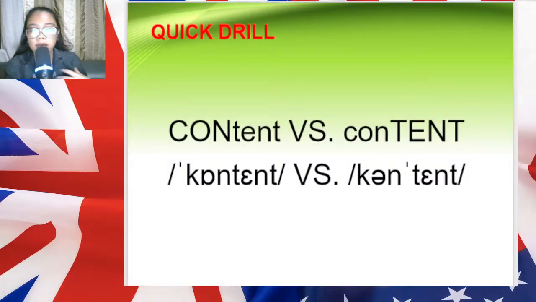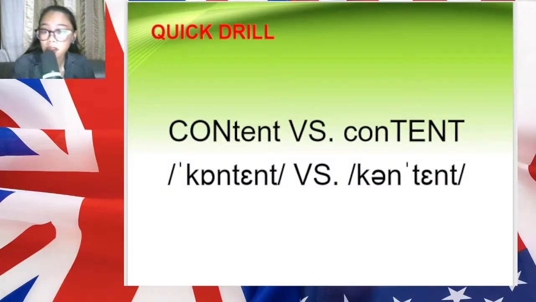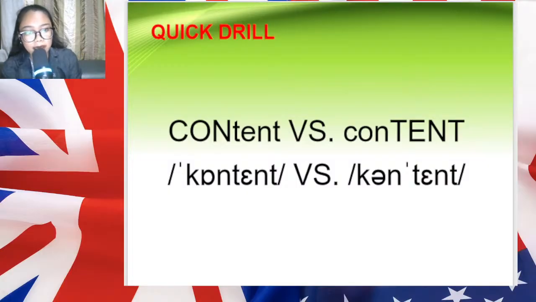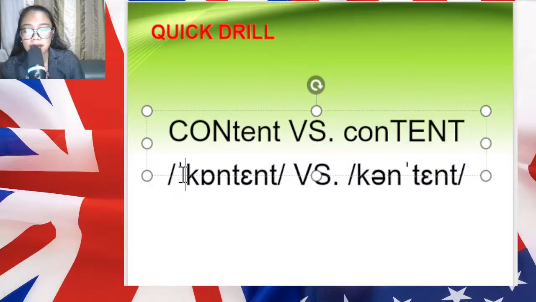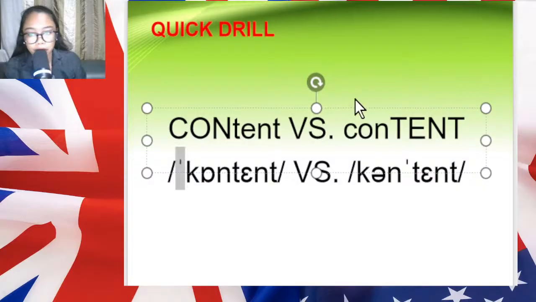Since we are referring to a material or an information, and that material or information is a noun in itself, like when we say in a sentence, for example, the website has great content. The website has great information. The website has great material. So we're referring to that, and that's a noun. And usually the rule that is followed for a noun word is we are stressing on the first syllable. So it's content.